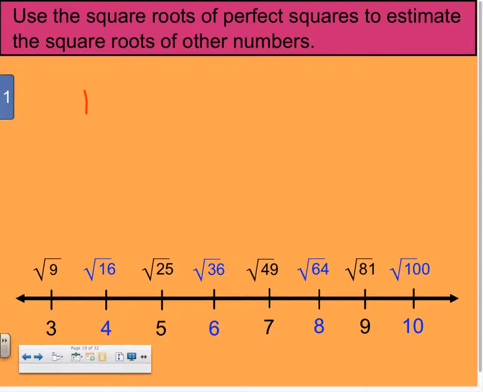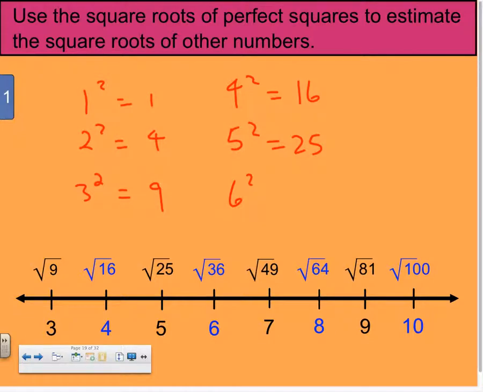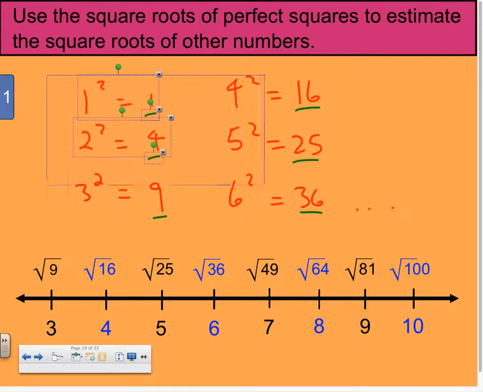So 1 squared is 1. 2 squared is 4. 3 squared is 9. 4 squared is 16. 5 squared is 25. 6 squared is 36, etc. So these numbers, 1, 4, 9, 16, 25, and 36, would be considered perfect squares. And so if we know what the square roots of these perfect squares are, then we'll be able to find other numbers. Let me show you what I mean.